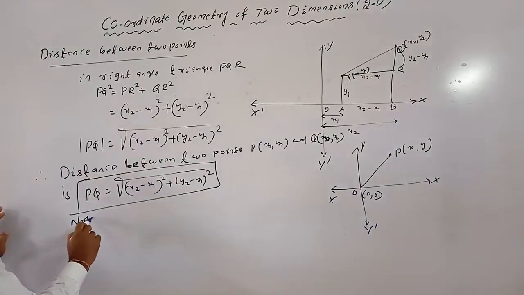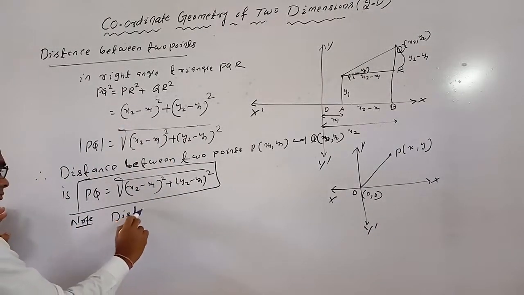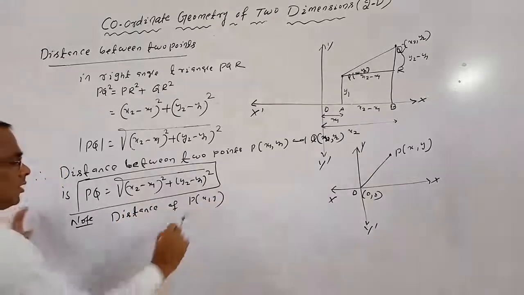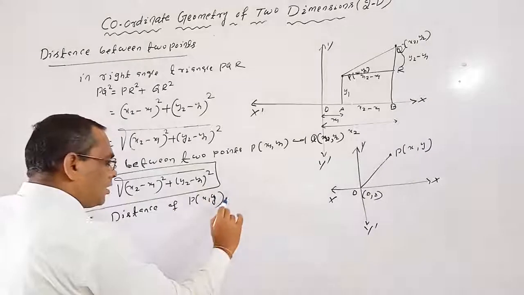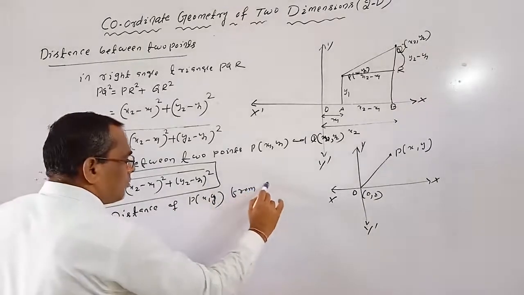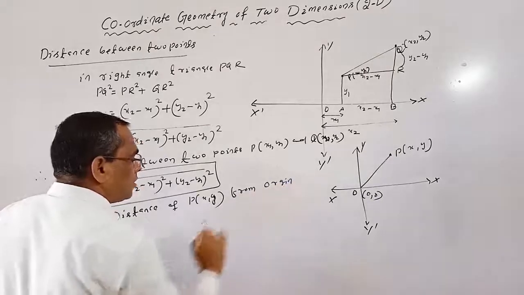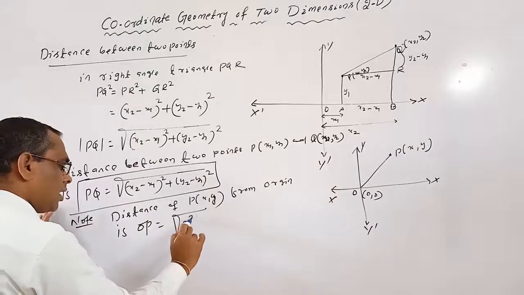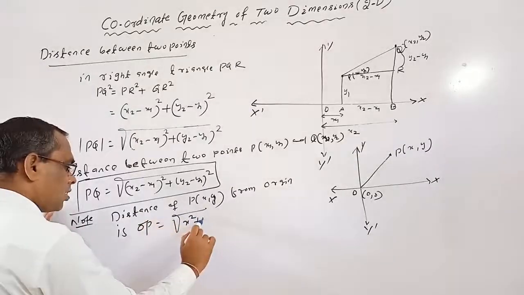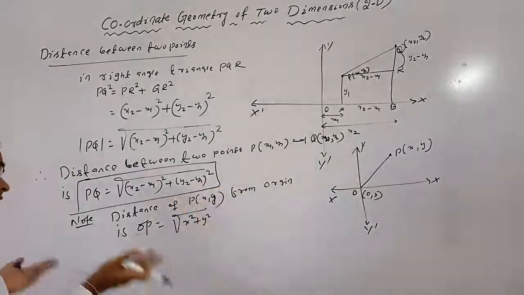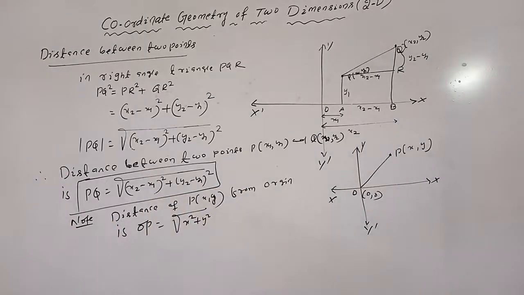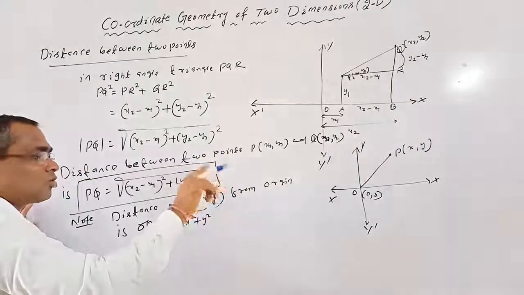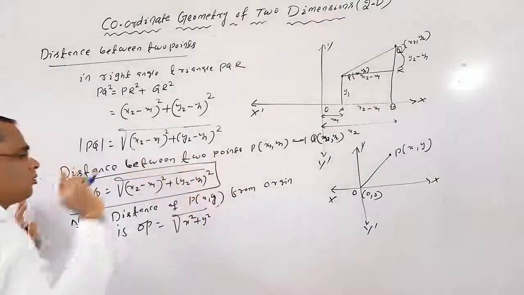Note 1: the distance of P(x, y) from the origin is OP. So OP equals the square root of x squared plus y squared, because (x minus 0) squared is x squared and (y minus 0) squared is y squared. So the distance of point P from the origin is the square root of x coordinate squared plus y coordinate squared, directly.